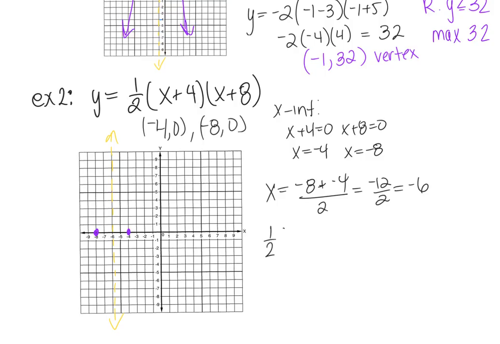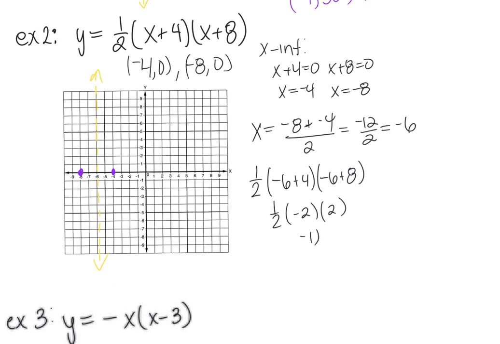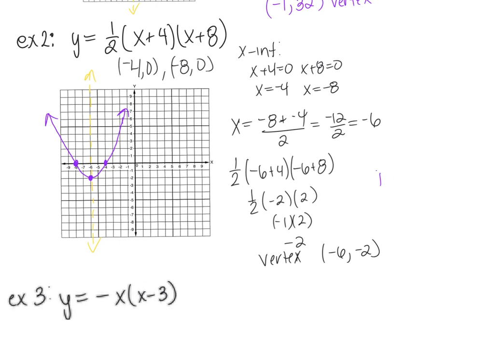And now let's plug it in and see what happens. 1/2 times (-6 plus 4) times (-6 plus 8), and that's 1/2 times -2 times +2. 1/2 times -2 is -1, times 2 is -2. So my vertex is at -6, -2. Now I'm going to graph that and connect my points.